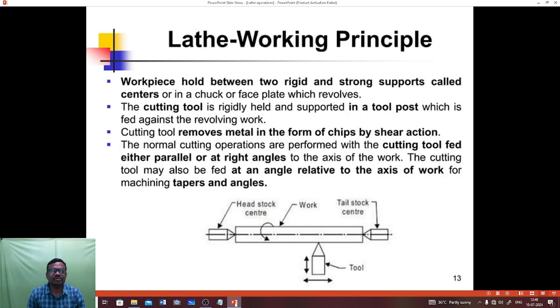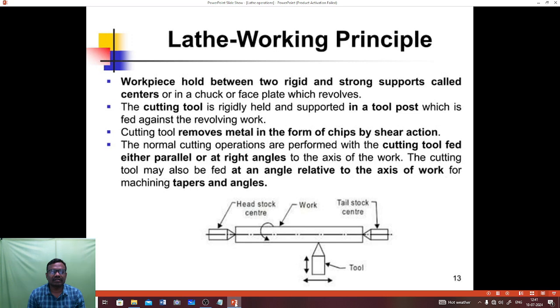The workpiece is held between two rigid and strong supports called centers, or in a chuck or faceplate, which revolves. The cutting tool is rigidly held and supported in a tool post which is fed against the revolving work. The cutting tool removes metal in the form of chips by shear action. The normal cutting operations are performed with the cutting tool fed either parallel or at right angles to the axis of the work. The cutting tool may also be fed at an angle relative to the axis of the work for machining tapers and angles.